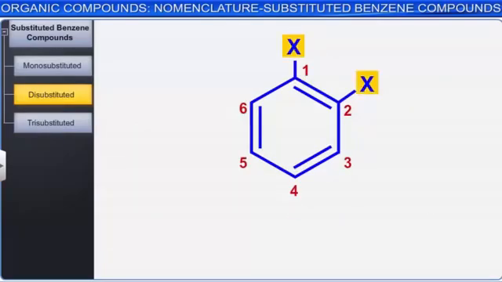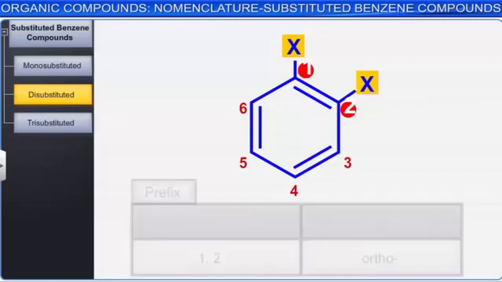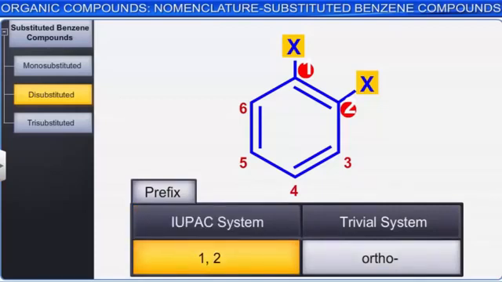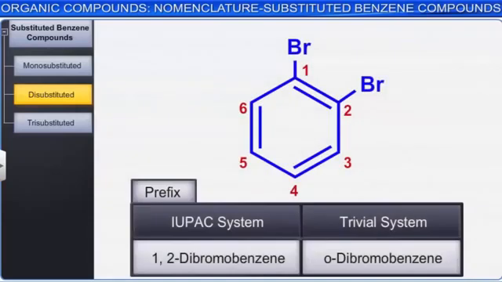When the substituents are present on the adjacent positions of the benzene ring, that is, on the first and second positions, then in the IUPAC system of nomenclature, the positions of these substituents are indicated as 1, 2, and in the trivial system, the prefix ortho is used as shown here. For example, in this compound, the substituent bromine is present at 1 and 2 positions. Hence, the name of the compound is 1,2-dibromobenzene or ortho-dibromobenzene.